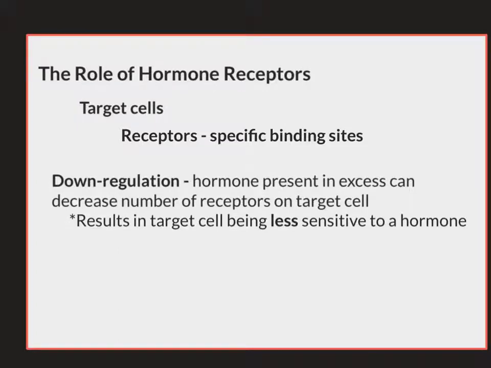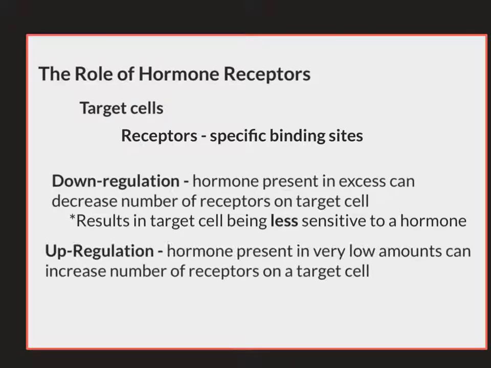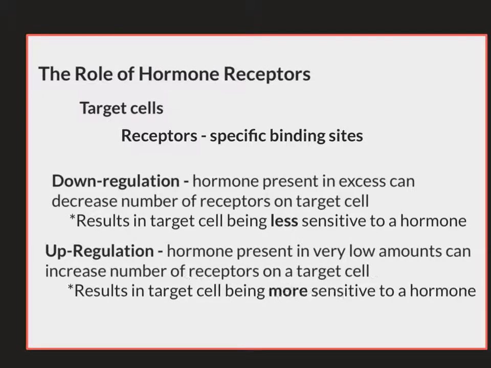However, when the hormone is deficient, there's not a lot of the hormone in the bloodstream, this can actually increase the number of receptors on the cell, and this is known as upregulation. This would also make the cell much more sensitive to the hormone. So the more receptors a target cell has for that hormone, the more sensitive or the more responsive it will be to that hormone, and the fewer receptors that it has on that target cell, then it will be much less sensitive or responsive to that specific hormone.